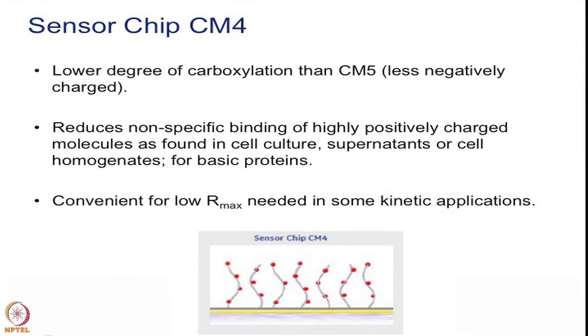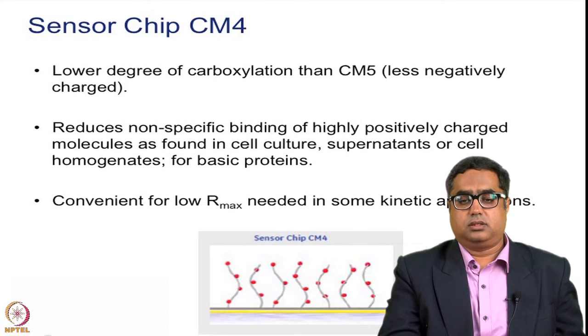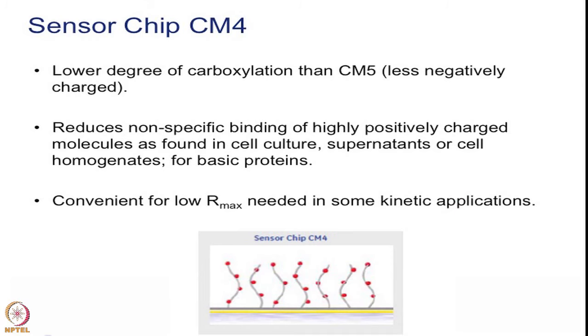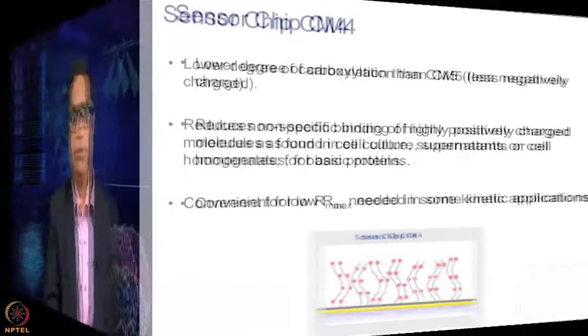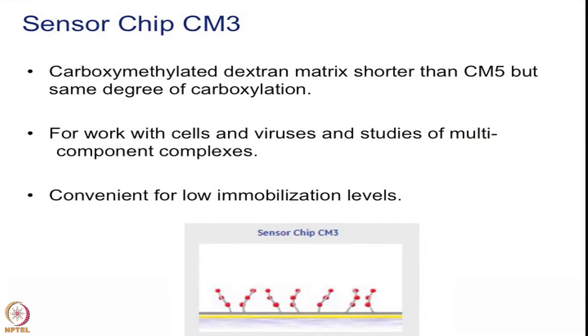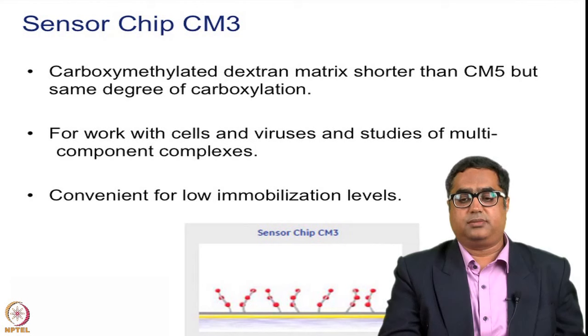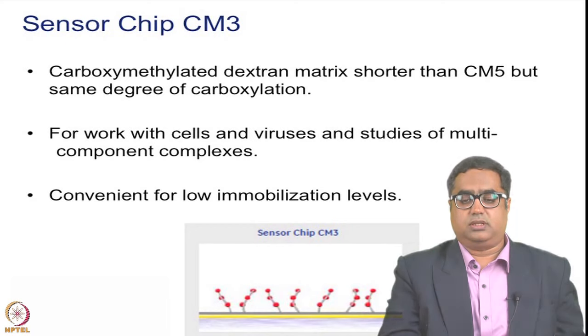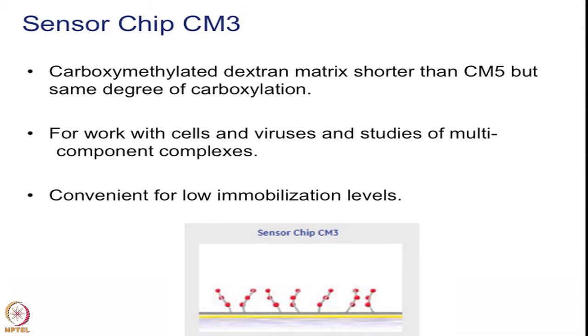Coming to another sensor chip, CM4. CM4 has a little less branching and a low charge, meaning it is less negatively charged, and this chip surface is good for low immobilizations or low Rmax immobilizations, especially where you are looking at interactions involving biosimilars. Coming to another chip surface, CM3, which has another way of branching of the carboxymethyl groups on the sensor. Here the matrix is a little shorter than CM4, also convenient for low immobilizations and generally good with cell or virus immobilization or multi-component complexes.